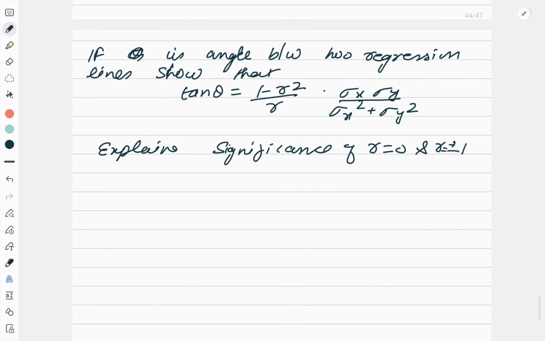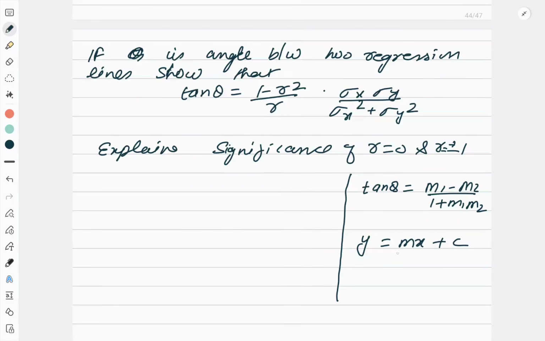Now see, if theta is the angle between two regression lines, show that tan theta is this, and explain the significance of r is equal to 0 and r is equal to plus minus 1. Now here you need to understand one small thing, then we will start this question. Tell me, if you have two lines, how to find out the angle between the two lines? We all know that the angle between two lines is (m1 minus m2) upon (1 plus m1 m2), where m1 and m2 are the slopes of the lines, right? Now if you have a line y is equal to mx plus c, the coefficient of x is m, which is the slope. So I will keep this in mind and I will start my question.